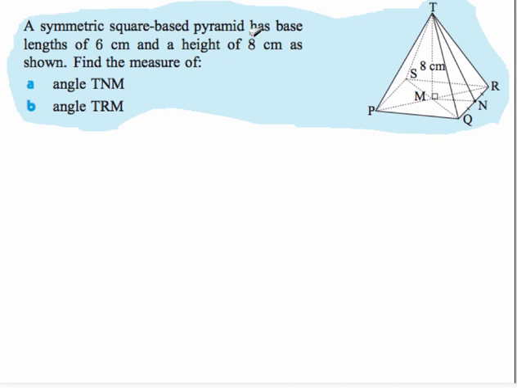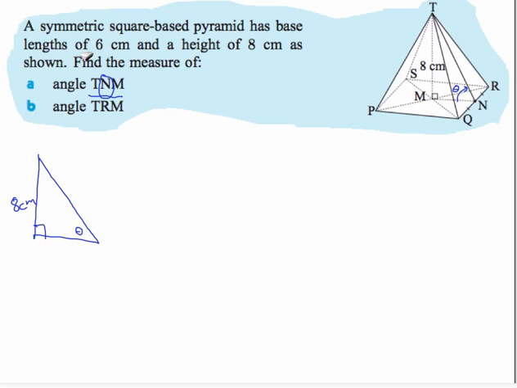A symmetric square-based pyramid has base lengths of 6 and a height of 8 centimeters as shown. Find the measure of angle TNM. So the N is the angle in the middle. So that's TNM here, so we're looking for this angle right here, which I'll call theta. Now let's redraw that triangle. So here's theta. This is 8 centimeters, so we need one more side length in order to find the measure of angle theta.